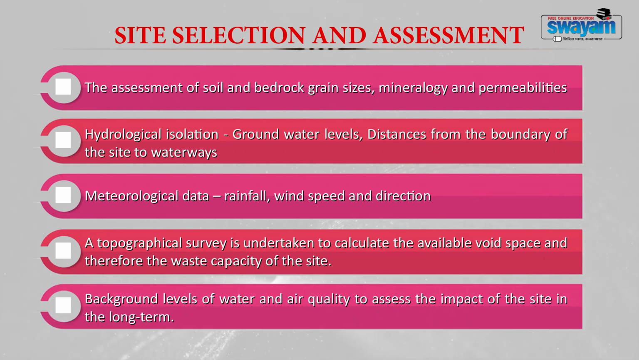Also, you should know the background levels of water and air quality. For example, if you select a site, you find certain points, collect groundwater and do a water quality analysis, so that in future, if there is any leakage of leachate into the groundwater, you can check and compare and find out whether there is any leakage or disturbance in your liner system. The same applies to air quality.